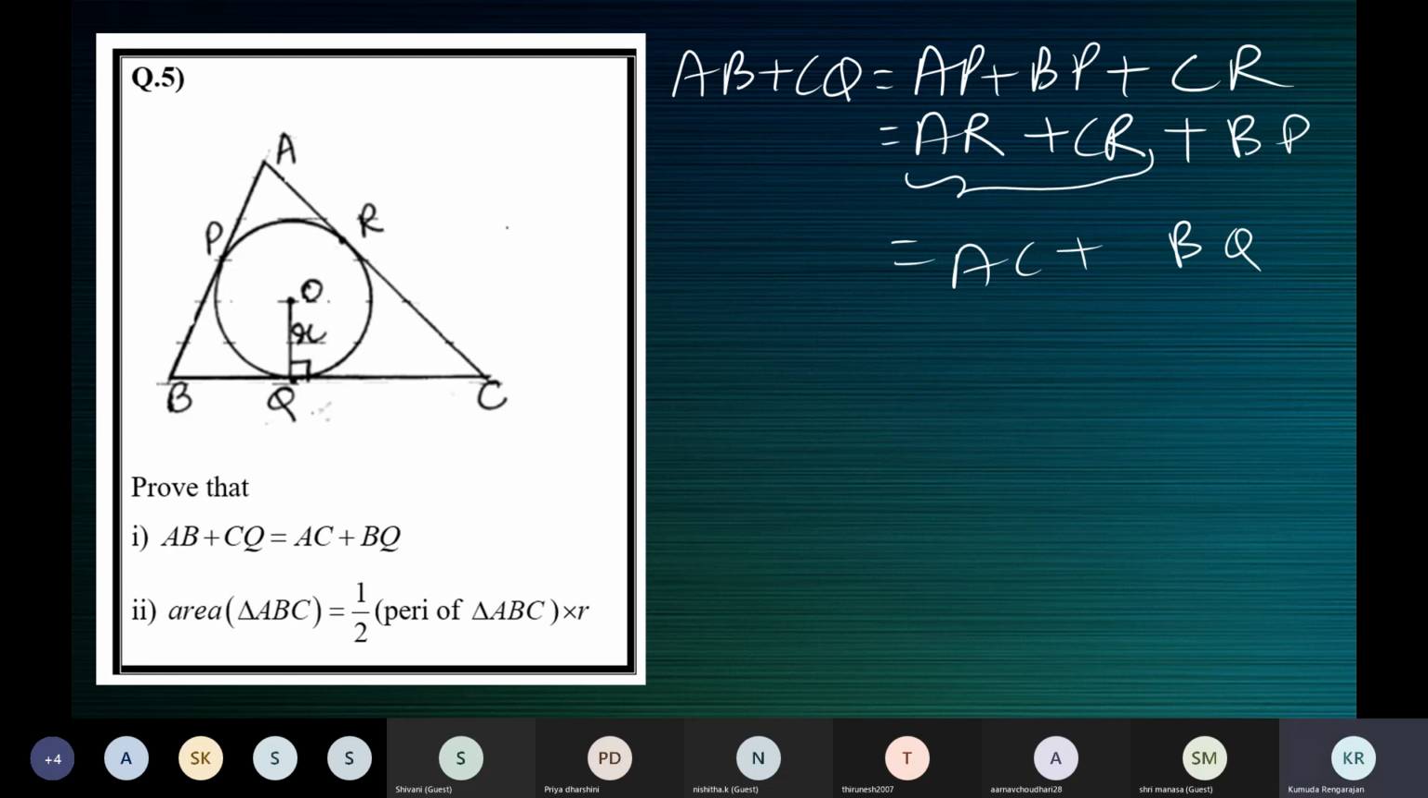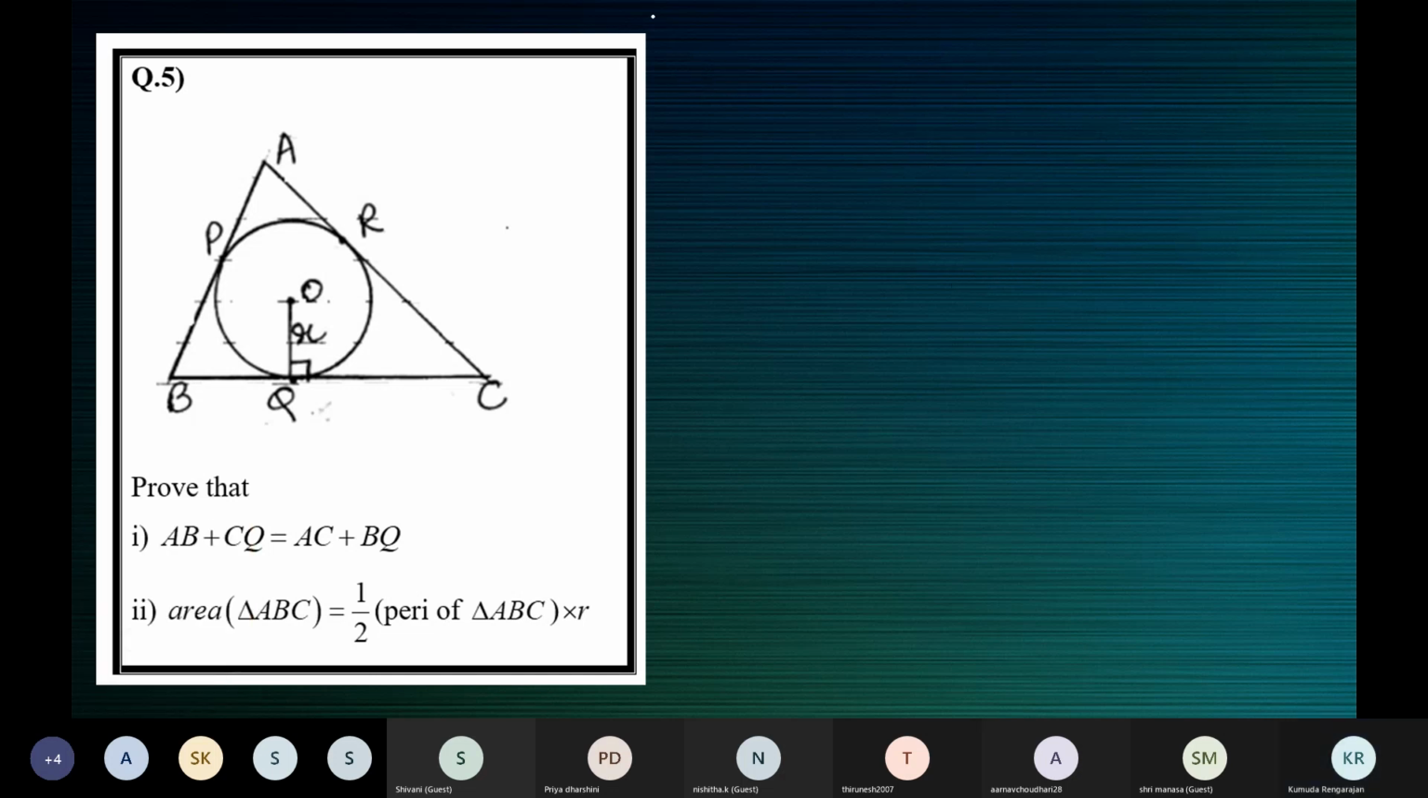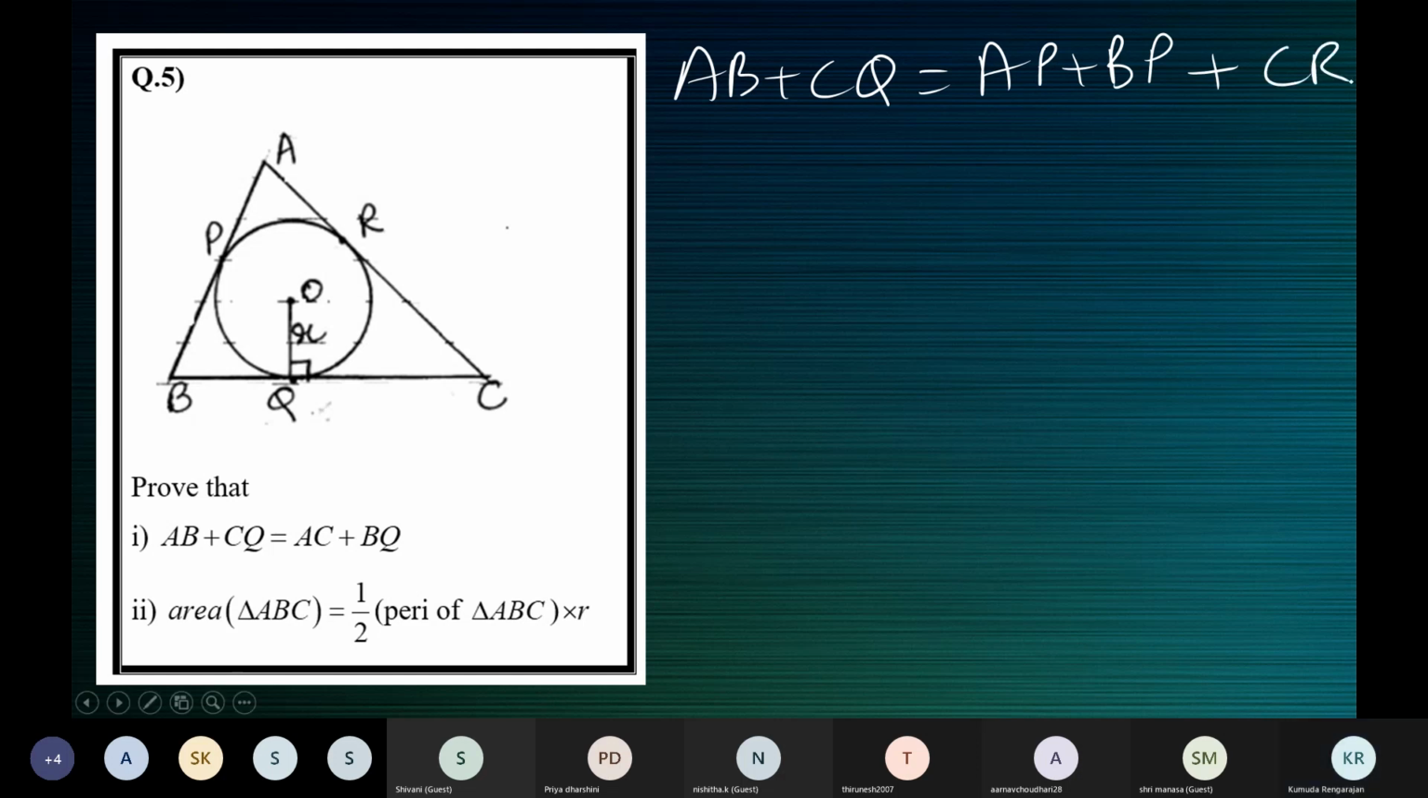See how to change, why to change, that is very situational. We start with the left hand side where we have AB plus CQ. AB can be split as AP plus BP, and CQ can be replaced with CR. You should write CQ as CR because CR is on AC. You want to get AC on the right hand side, so let it be like this.